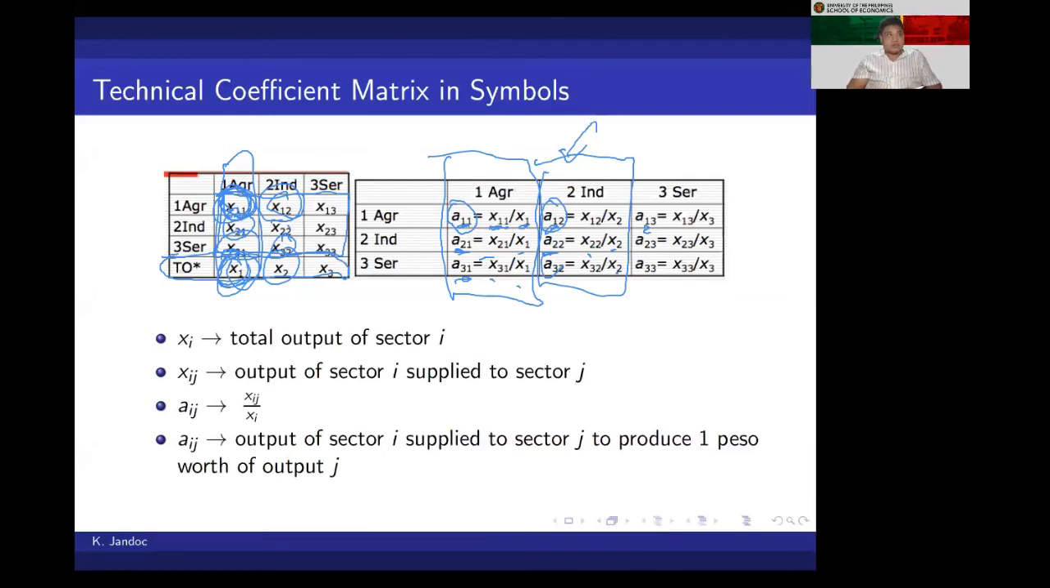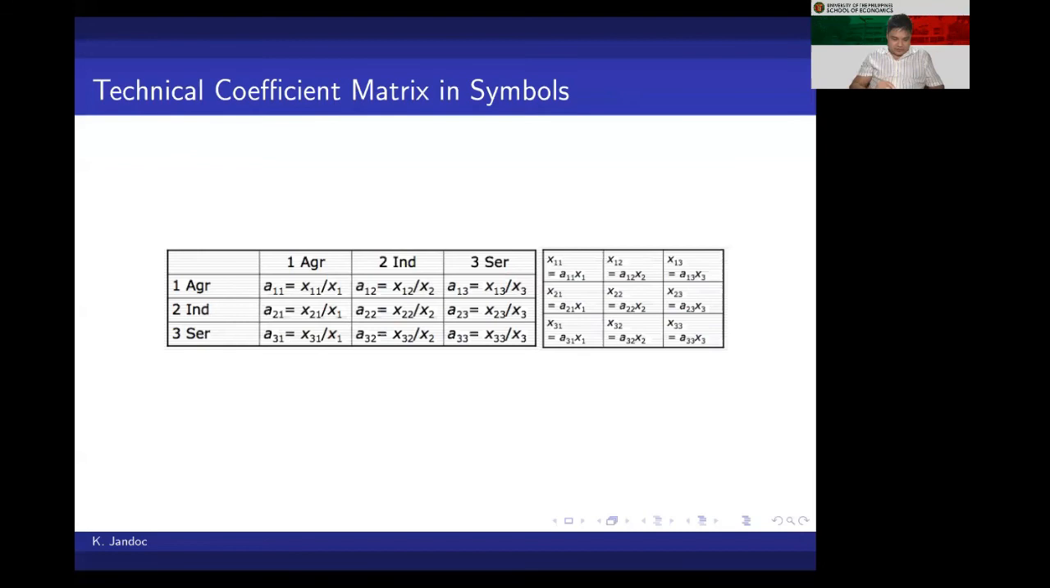what's the concept of technical coefficients? It's the unit cost of production. So the percentage of inputs needed to produce a unit worth of output. Okay, so a peso worth of output. So those are the technical coefficients obtained by dividing the entries in the column by the total output in the column. Okay. Now this left table is the same as before. This is how we computed the technical coefficients.